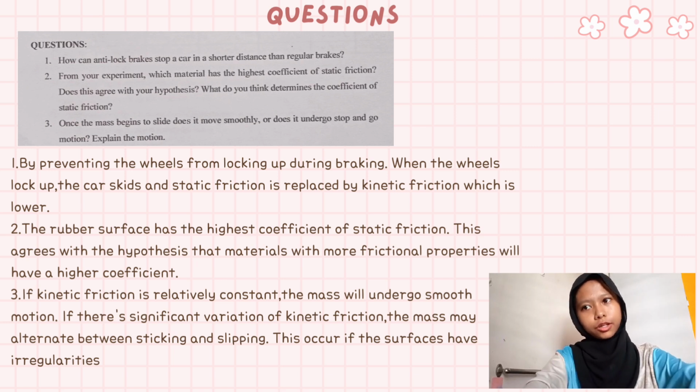Questions: how can anti-lock brakes stop a car in a shorter distance than regular brakes? Anti-lock braking systems stop a car in a shorter distance than regular brakes by preventing the wheels from locking up during braking. When the wheels lock up, the car skids and static friction is replaced by kinetic friction, which is lower. From your experiment, which material has the highest coefficient of static friction? Does this agree with the hypothesis? What do you think determines the coefficient of static friction?